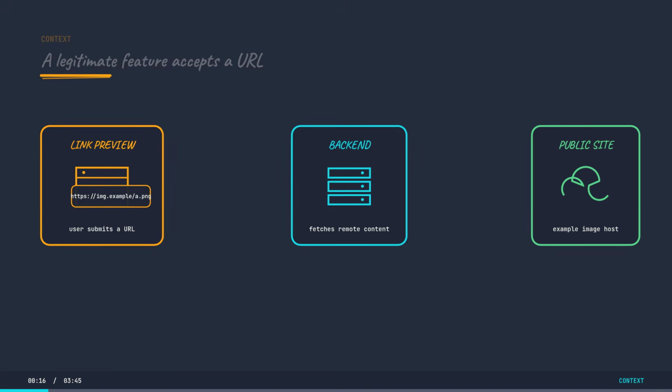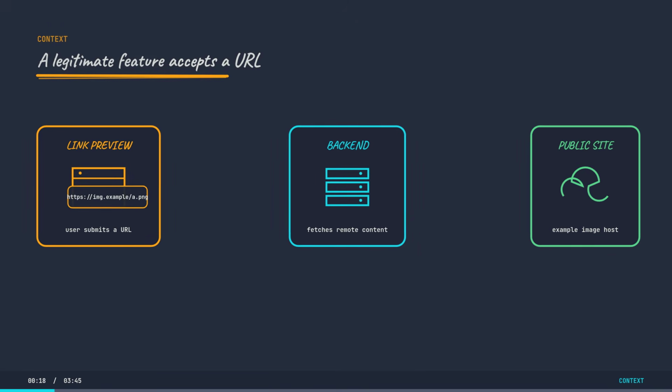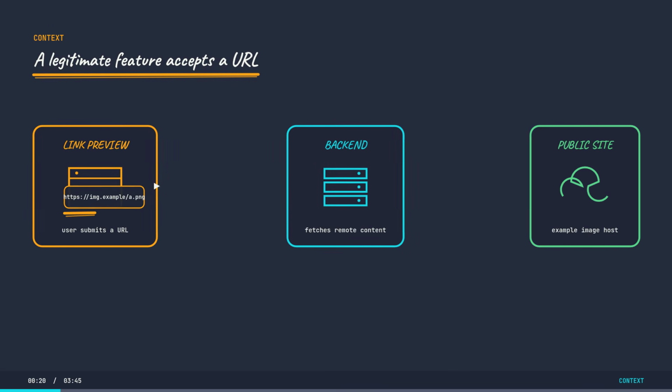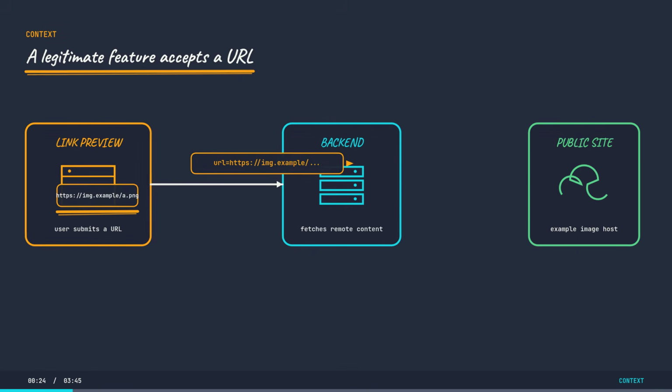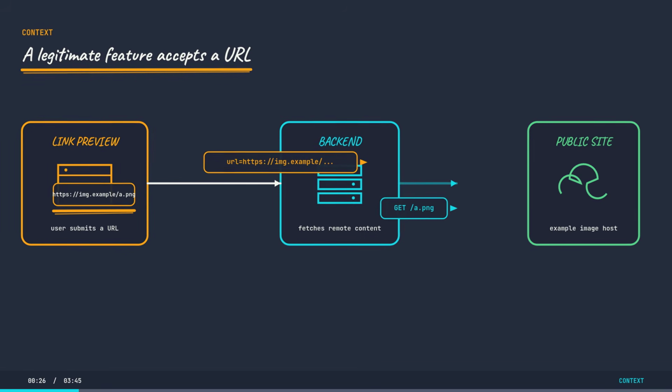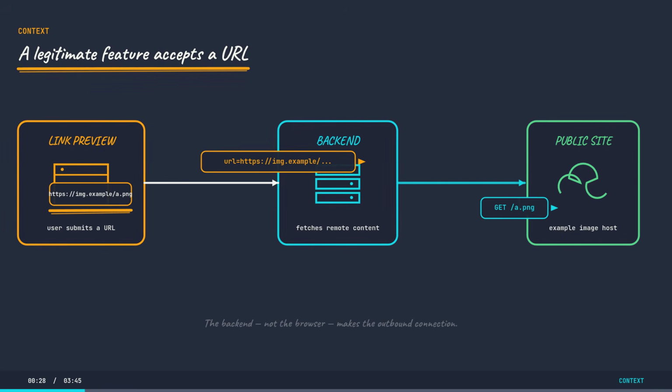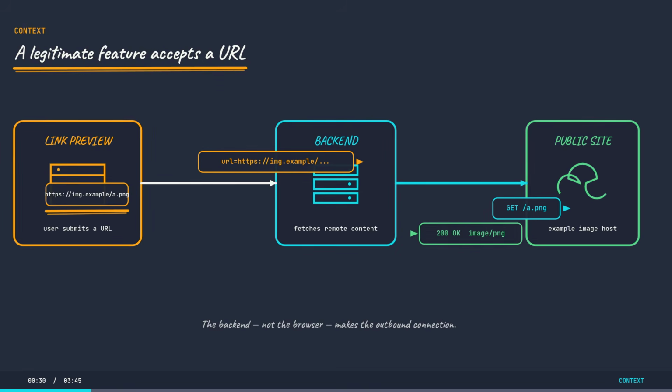The real-world feature. SSRF often starts with a legitimate feature: import an image, preview a link, fetch a webhook, convert a document, or retrieve data from a URL. The application receives a URL from a user, then its backend server connects to that destination on the user's behalf.